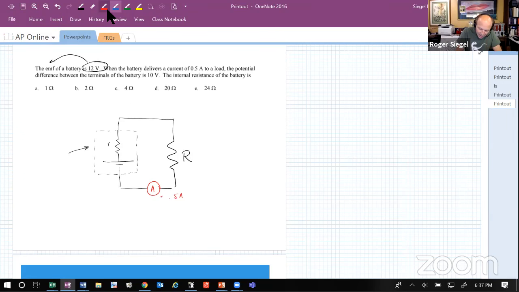Now, that means that everywhere in the circuit, the current is 0.5 amperes. 0.5 coulombs per second are going past this point. 0.5 coulombs per second are going around this corner. 0.5 coulombs per second are going here. This is 0.5 coulombs per second everywhere in the circuit.